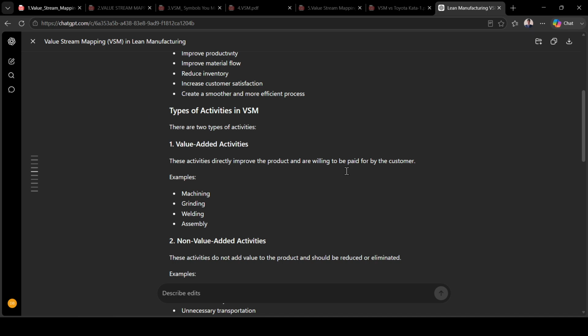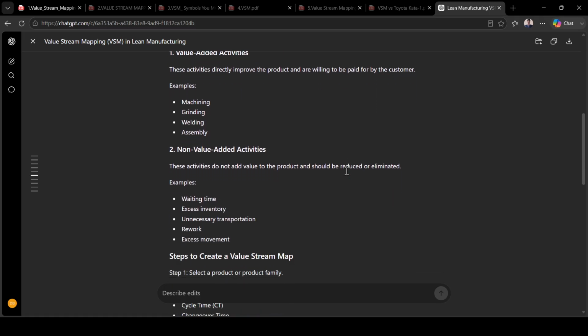And what are value added activities? These activities directly improve the product and are what the customer is willing to pay for. Examples: machining, grinding, welding, assembly. These are all value added operations.